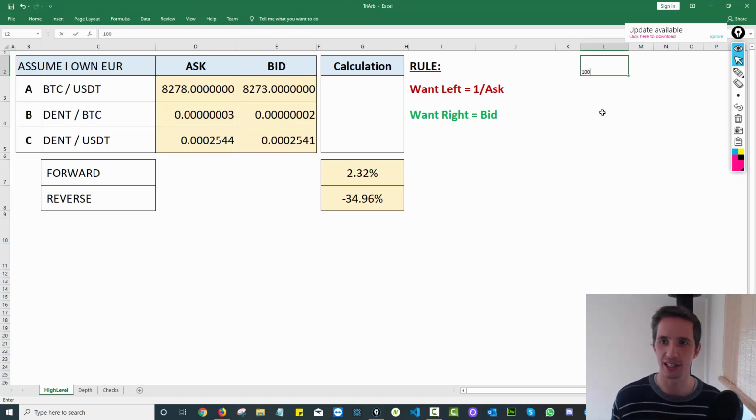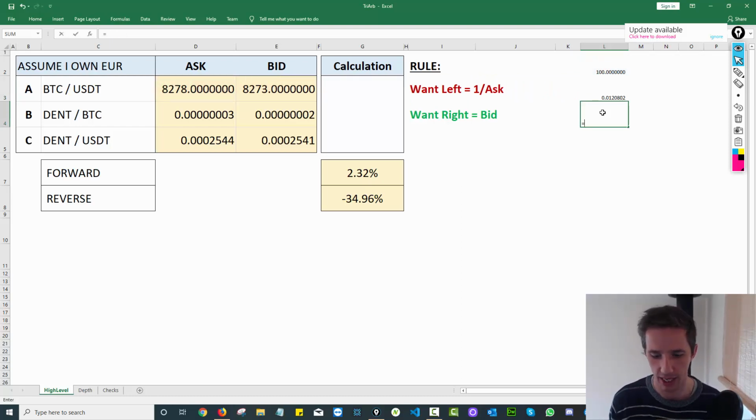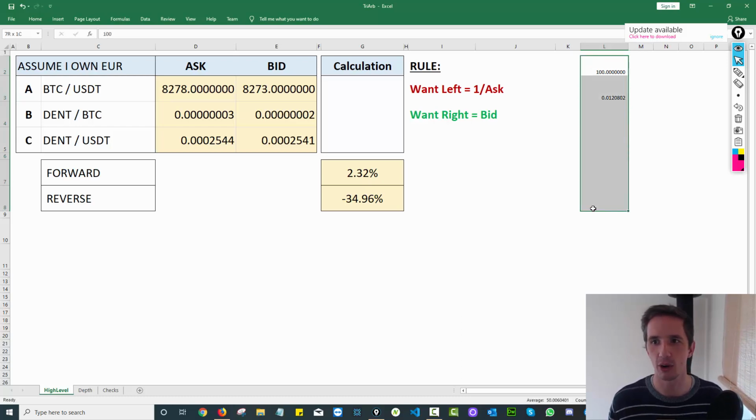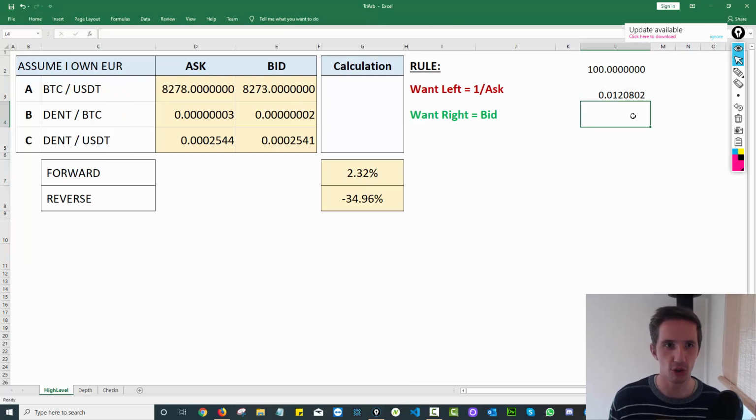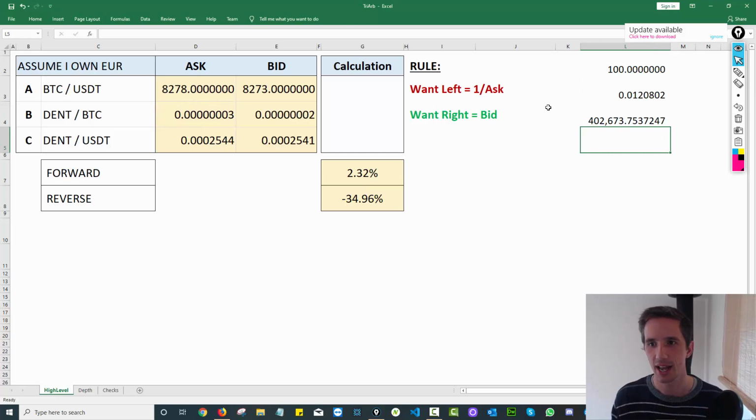But the way I would explain this is, let's say we have 100 USDT. If I have 100 USDT and I want what's on the left, I'm going to multiply that 100 USDT by one divided by the ask. That means I now have 0.012 Bitcoin. Now, I want that 0.012 Bitcoin, and I want to exchange that for DENT. So what I'm going to do is multiply that by one divided by the coin that's on the left, because I want what's on the left, and that's going to give me a heck of a lot of DENT coin. And then I want to exchange DENT coin for USDT, so I'm going to take that and multiply it by the bid. That means I'm starting with $100 and I'm ending with $102.